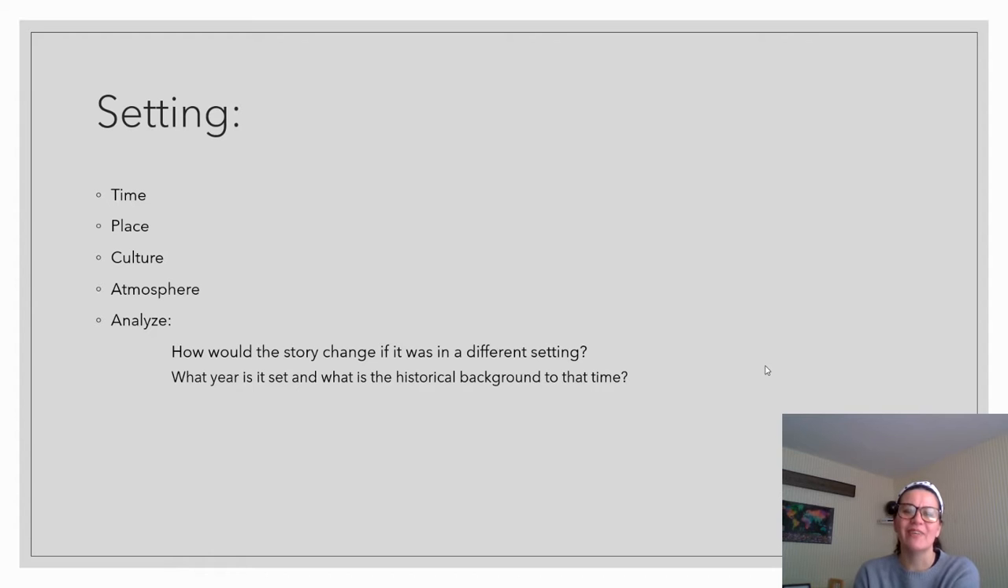Setting. Okay, so setting is going to include the time, the place, the culture, the atmosphere. And when you look at the setting, number one, look at the time period. Do not ignore that. What's happening in history at that period? What important events are going on that the author could be connecting to? And I always think, how would my story change if the location changed?